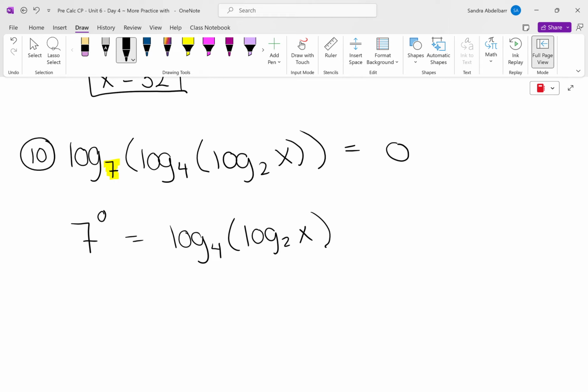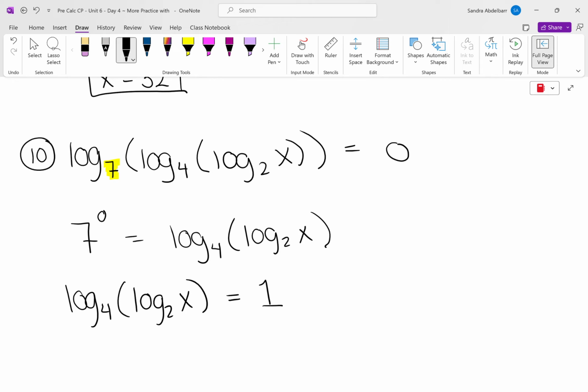Well, what's 7 to the 0 power? No, not 0. 1. Anything to the 0 power is always 1. So now we have log base 4 of log base 2 of x is equal to 7 to the 0 power, which is 1. I just rewrote it because I like seeing everything on the left side.